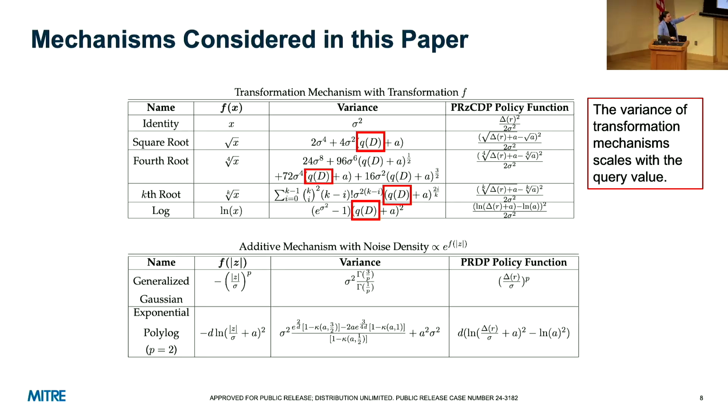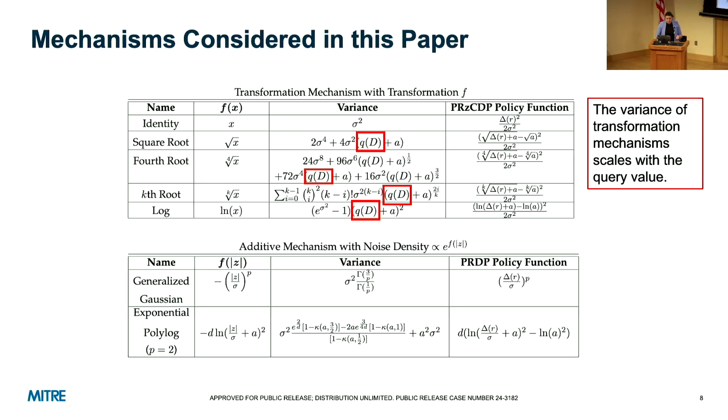This is not true of the additive mechanisms, where we do not see Q of D present in these formulas. It's also worthwhile to note that this identity mechanism in the top row is not a slowly scaling per record differential privacy mechanism. This is basically going to be our baseline when we're comparing these mechanisms and their performance later on. F of x in the transformation mechanism table is the transformation function that you're applying to your query. Like we were talking about earlier, this could be the square root, some kth root, or the log function.